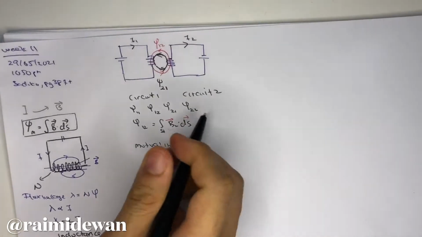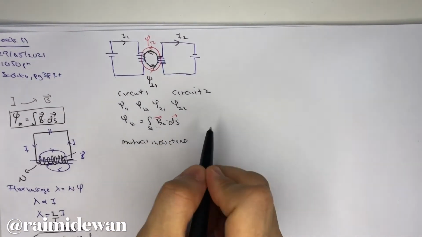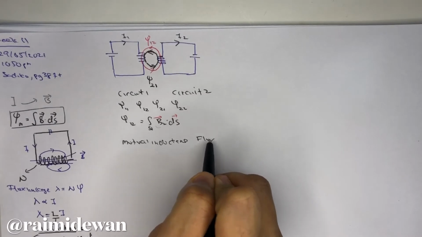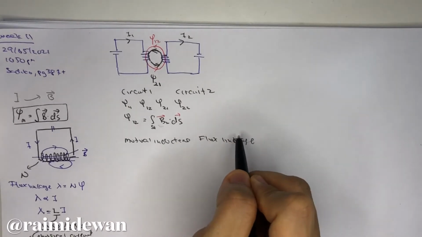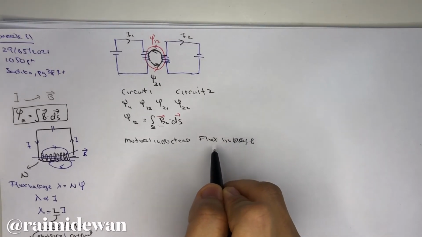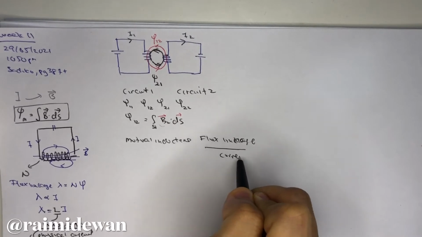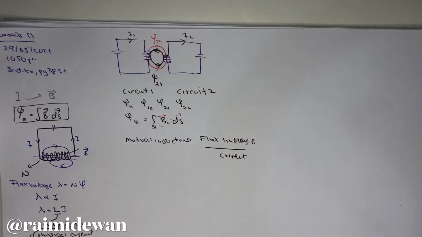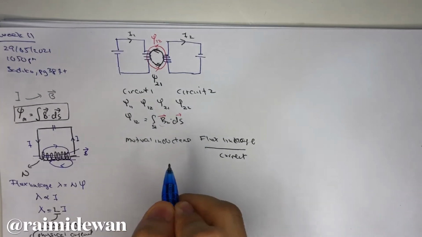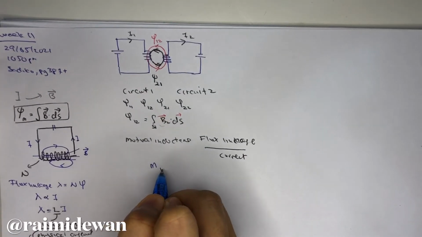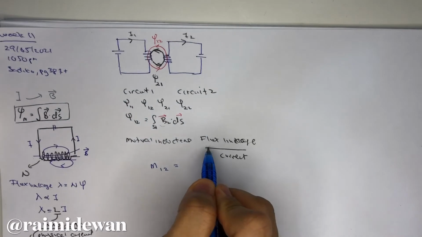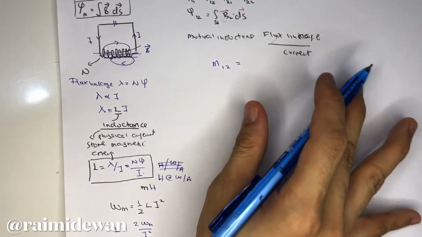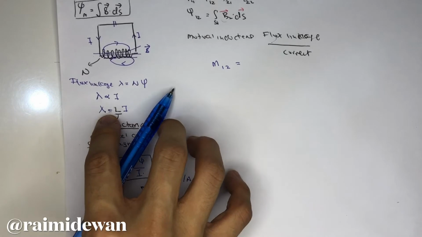What is mutual inductance? Mutual inductance is the ratio of flux linkage over the current. So let's say we have M21. If your mutual inductance is M12, this capital M, what is it? It is actually the flux linkage, where you see your flux linkage just now is here, right?